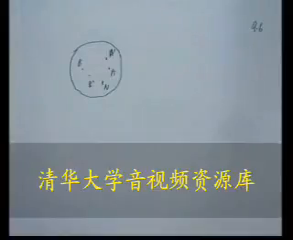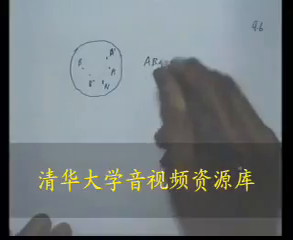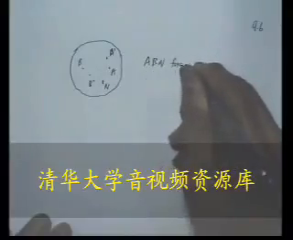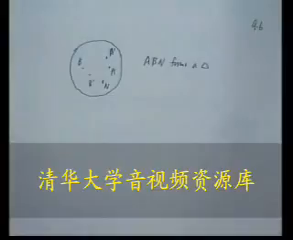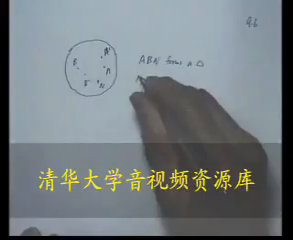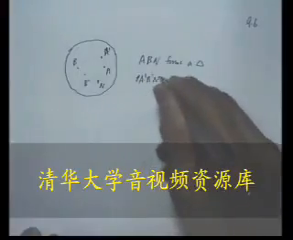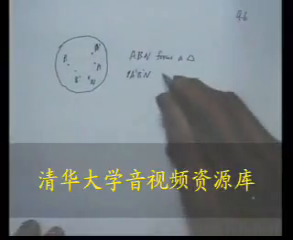So we have 3 points, A, B, and N. So A, B, N forms a triangle. A prime, B prime, N forms a triangle.